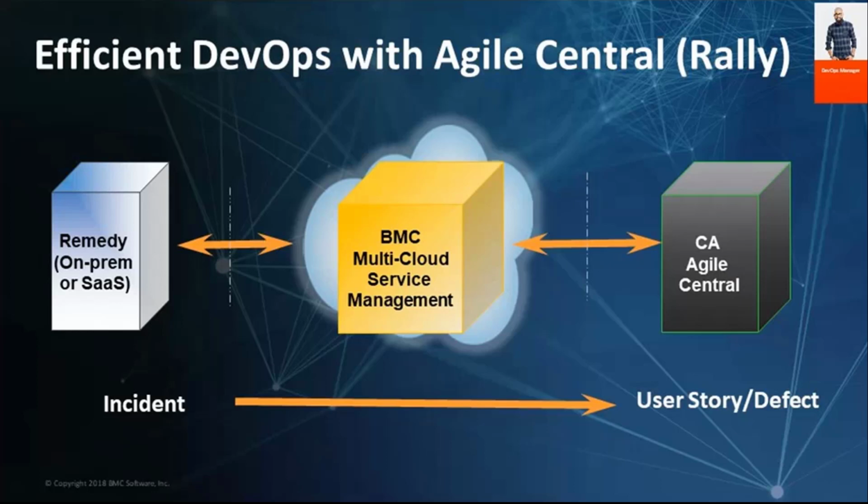Very quickly, with Rally or Agile Central, we're starting to build out these flows. And so right now, you have an incident in Remedy. One of those flows from Jira is available out of the box. You can create a user story, an issue or defect on the Agile Central side. You can sync up status on those. You can collaborate on those, all out of the box.